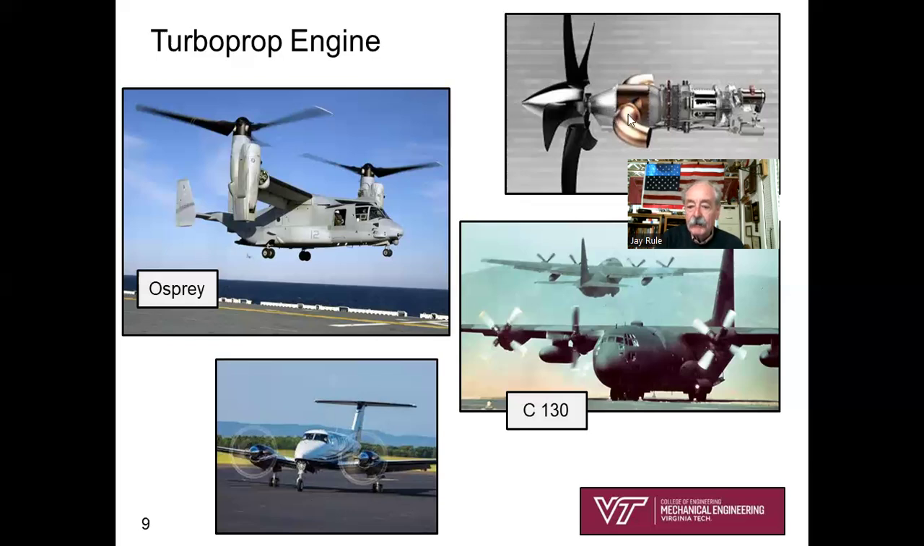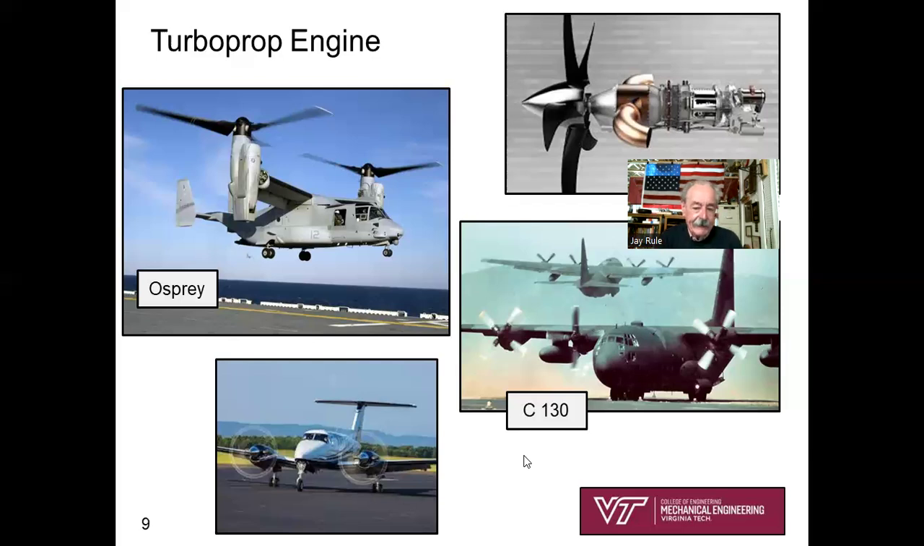Here's a cutaway view of a gas turbine engine driving a propeller that's, of course, removed from the aircraft. An example is the C-130, which has multiple gas turbine engines driving multiple propellers. And you say, well, what's the difference? Why aren't all aircraft turbojets?